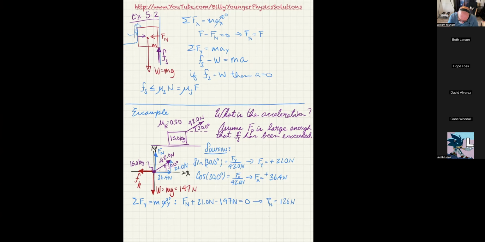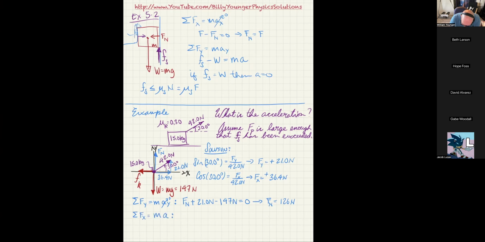So the normal force is 126 newtons. That's what we got from Newton's second law in the y direction. Now we can apply Newton's second law in the x direction, and this is where we're going to calculate the acceleration. Normally I'd put a subscript x on that, but that really is the only acceleration, so why waste the time putting an x on it?